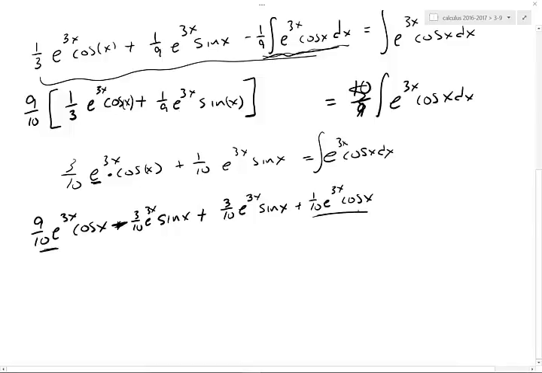What's 9/10 and 1/10? 1. e to the 3x cosine x. Hey, these two here do what? Son of a gun. What do you know? So this guy here is the derivative of what we said our answer was. Ergo, I guess we're right.